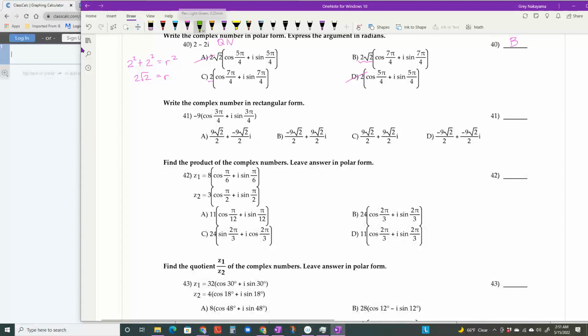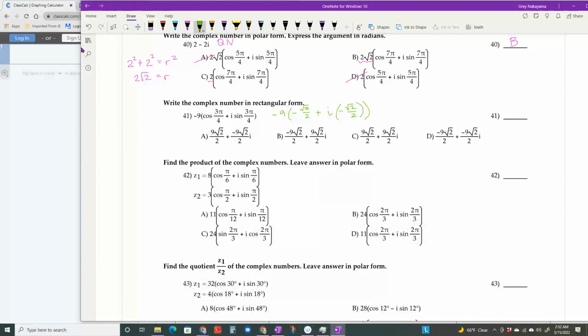All right, 41. Write the complex number in rectangular form, okay? So where is 3 pi over 4, okay? What we're doing here, 3 pi over 4 is in, I won't go there. Let's just do this. Negative 9. Cosine of 3 pi over 4 is negative square root of 2 over 2. And the sine of 3 pi over 4 is positive square root of 2 over 2.